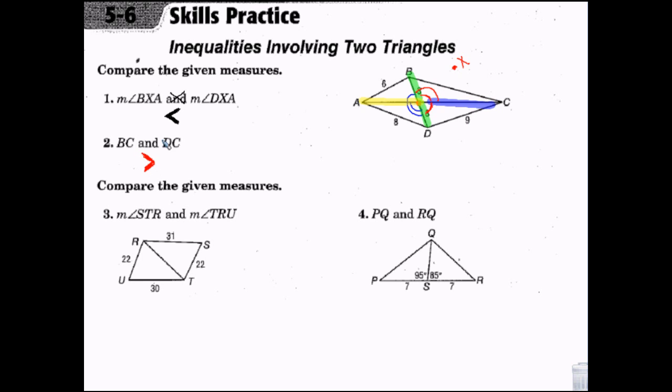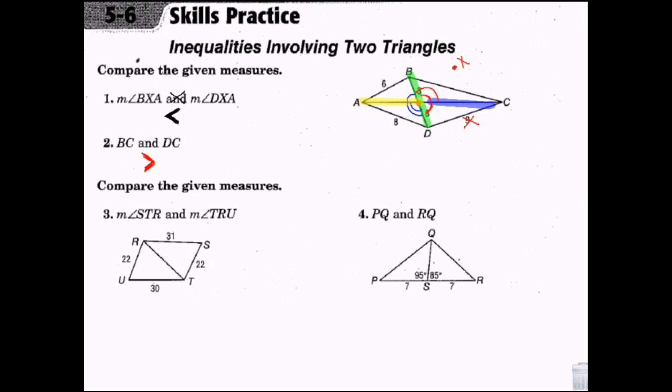Does that make sense? You had to figure out which of these angles was bigger so you would know which of these sides was bigger. And once you know which of these angles is bigger, then you know which side is bigger. This 9 is kind of unnecessary. Does that help? Yeah. Okay.